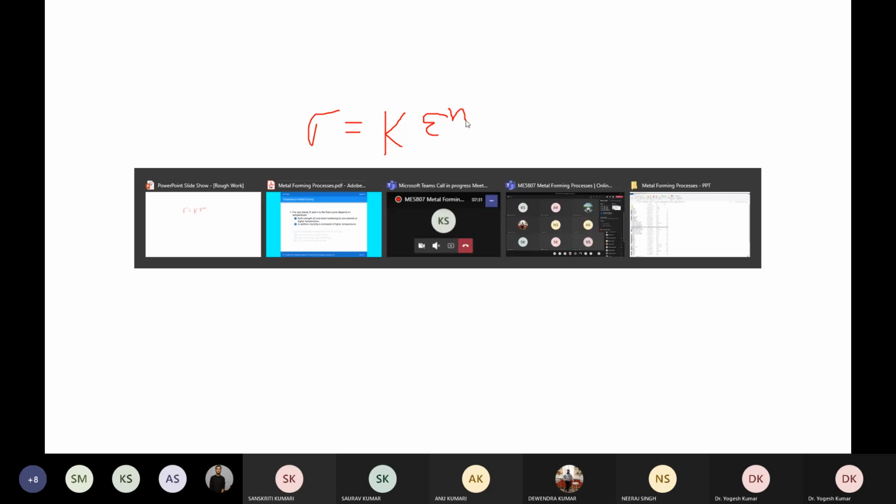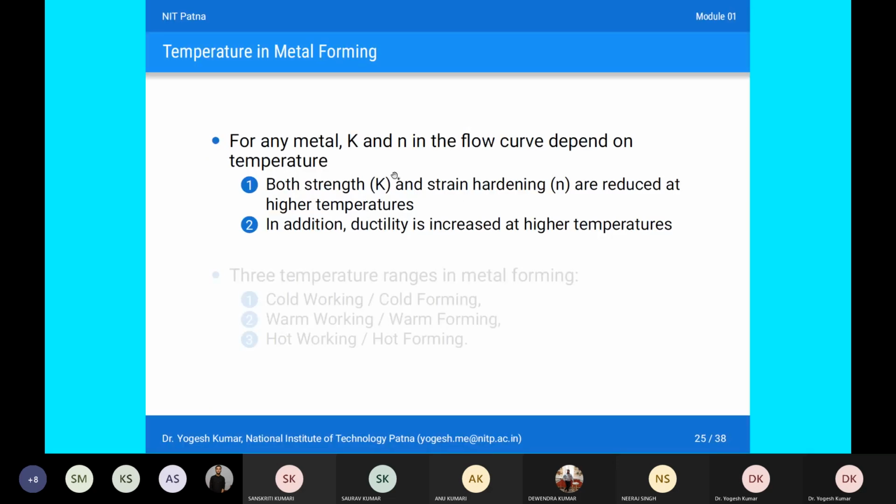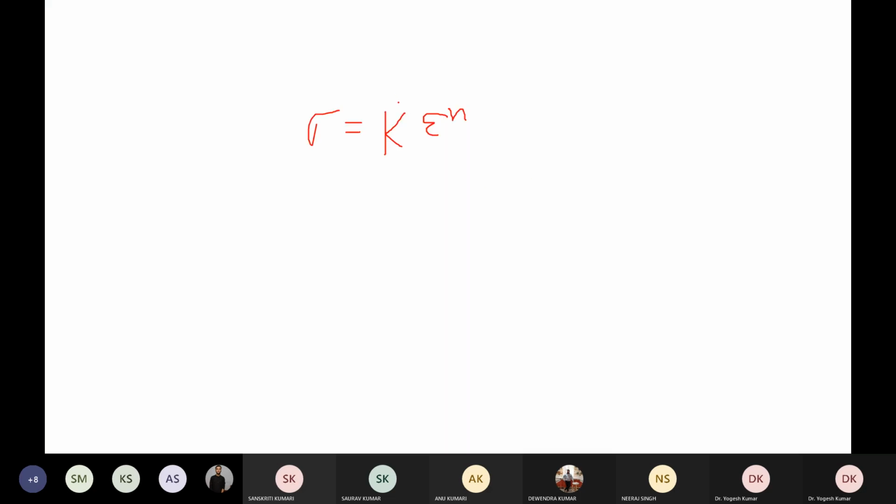So what does it mean if your K is getting reduced? Because your flow curve was, let me not come again and again to that particular slide, let me write here. This is our flow curve, and we are saying that with the increase in the temperature, your strength coefficient is decreasing, it is getting reduced, as well as your strain hardening exponent is also getting reduced. So with the increase in temperature, we can see reduction in K, as well as reduction in your work hardening exponent.